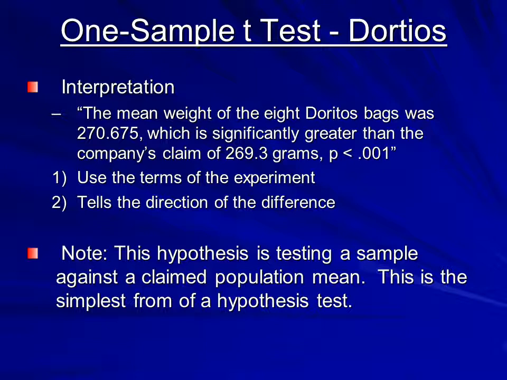So look at the very bottom here. Note this hypothesis is testing a sample against a claimed population mean. So this is the most simple form of hypothesis test. If somebody gives you a population, you take a sample, you compare it to something that's claimed. That's the simplest. Why do I mention that here? Because we're going to get to two sample t-tests. So that's going to be more common.